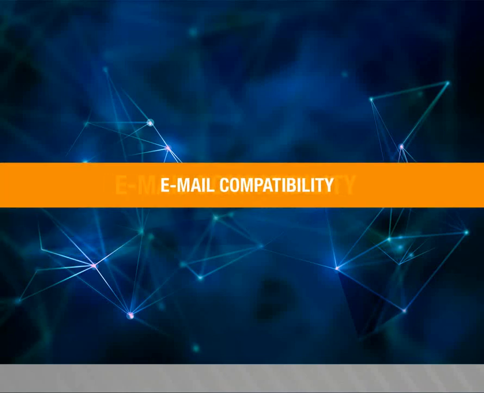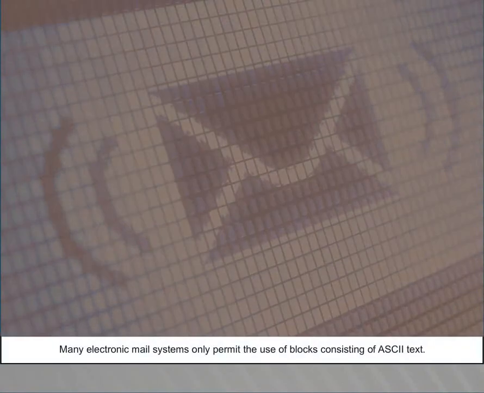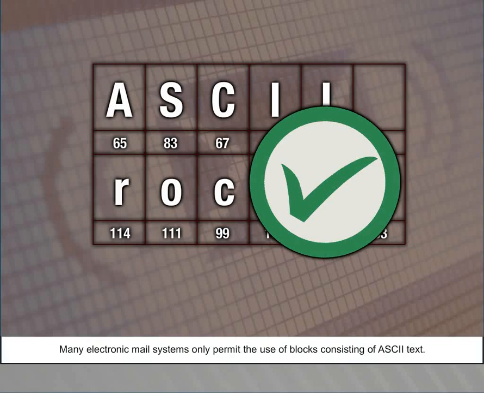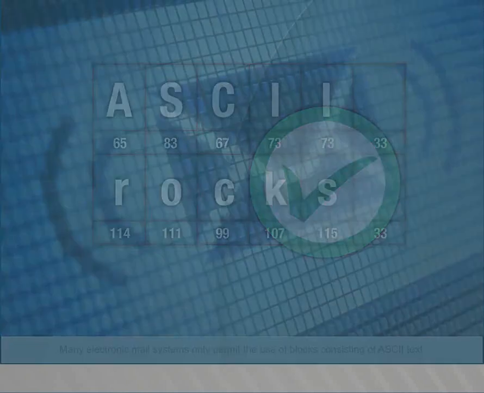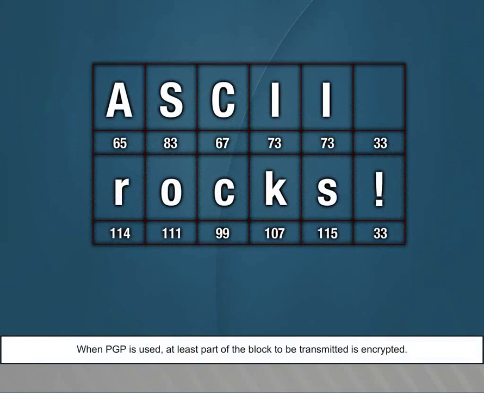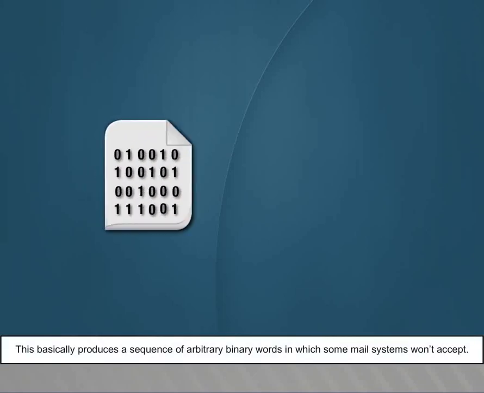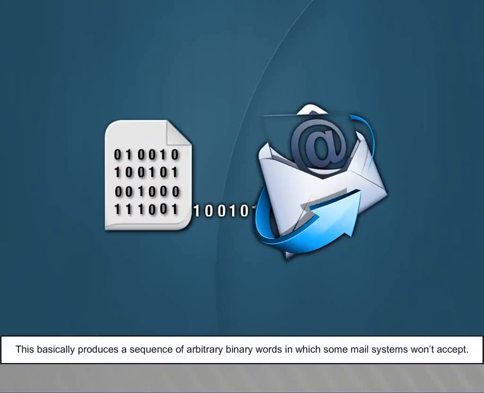Email compatibility. In this video, we are going to see about email compatibility. Many electronic mail systems only permit the use of blocks consisting of ASCII text. When PGP is used, at least part of the block to be transmitted is encrypted. This basically produces a sequence of arbitrary binary words, which some mail systems won't accept.